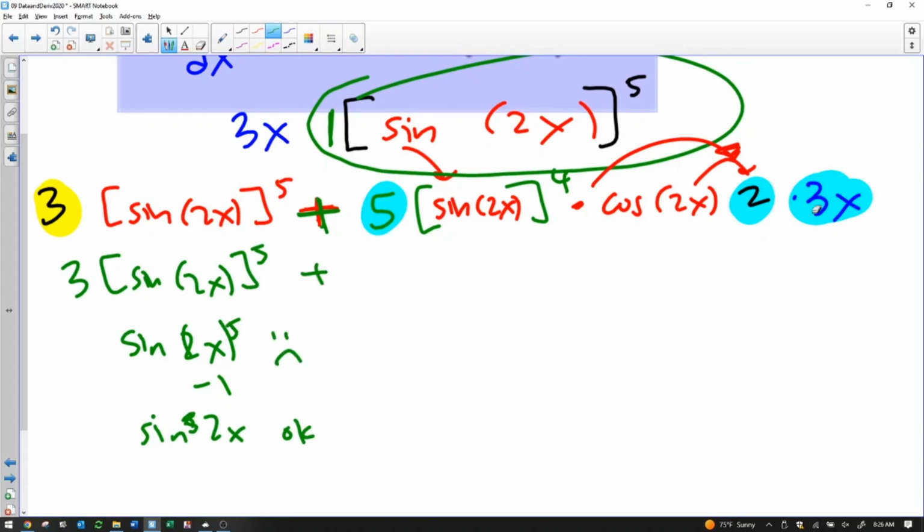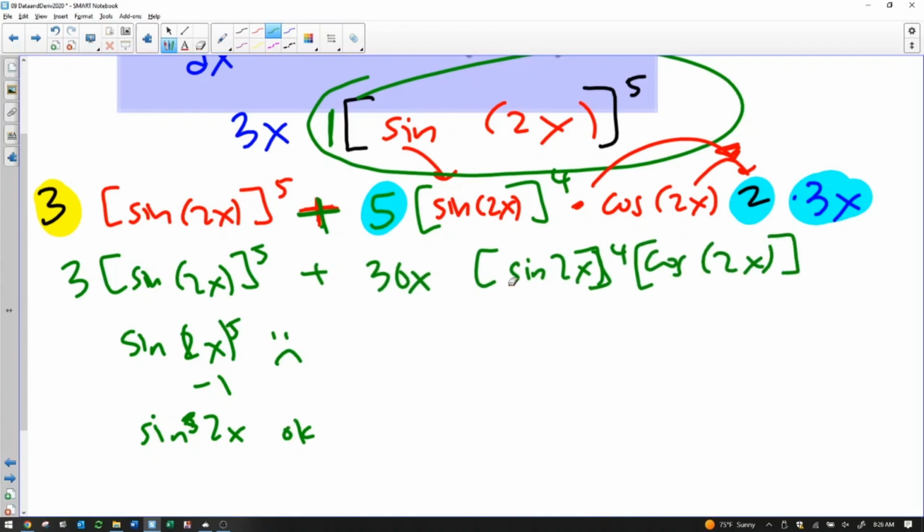Then plus 5 times 2 times 3, that would be 30x. Then just copy everything else. Okay? Any questions about that? If you forget these parentheses here, I'm not going to have it fit. It's just nice to have. All right. Could you do that?